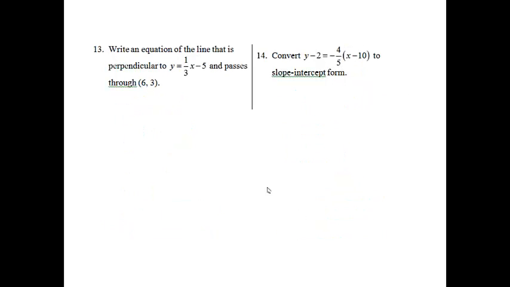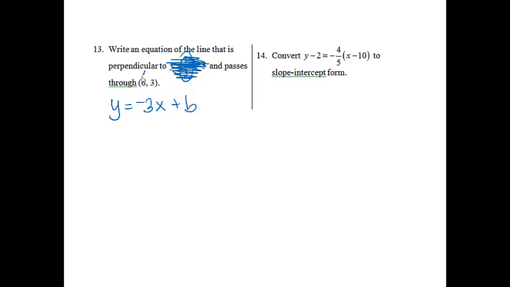Problem 13. Write an equation of the line that is perpendicular to y equals 1/3 x minus 5, and it passes through 6, 3. So I know it's going to be y equals, if it's perpendicular, if this one's 1/3, we do the opposite reciprocal. So if I flip it, it's going to become 3, and then the opposite of positive would be negative x. And then remember, we're just going to put plus b because I don't know where it crosses. And then I'm going to cross this off because I don't want to accidentally use it.